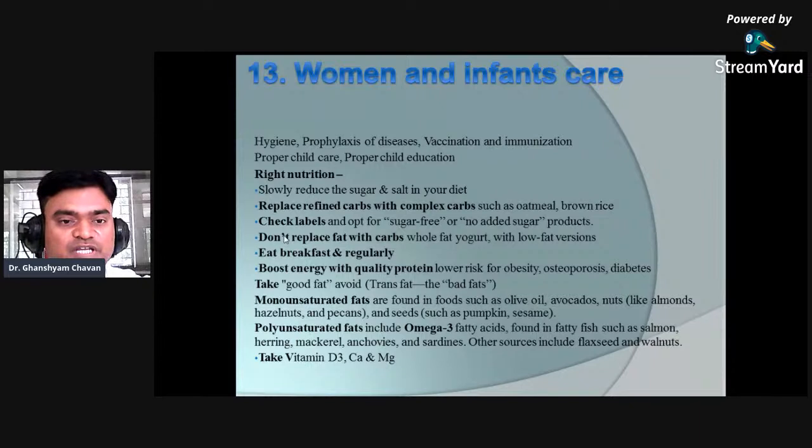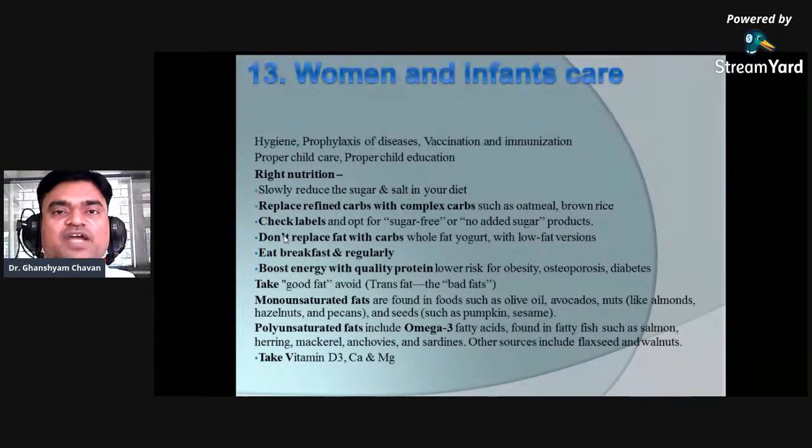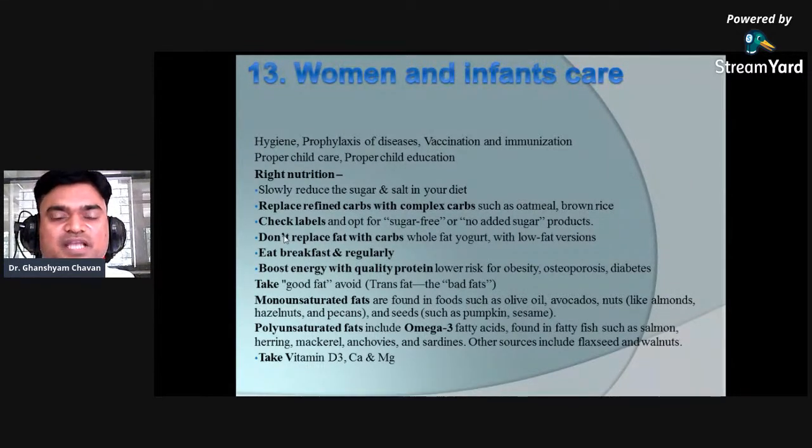And we should take the good fat and avoid the bad fat. What is good fat and bad fat? Good fats are nothing but the HDL, high density lipoproteins. And what are the bad fats? They are the LDL and VLDL. LDL is low density lipoproteins, and VLDL is very low density lipoproteins.